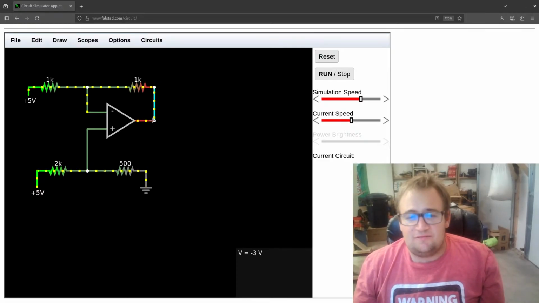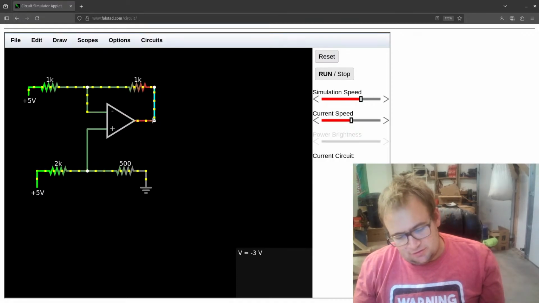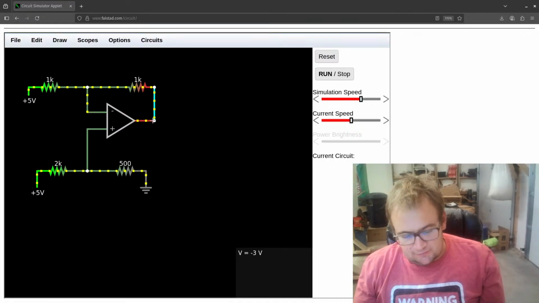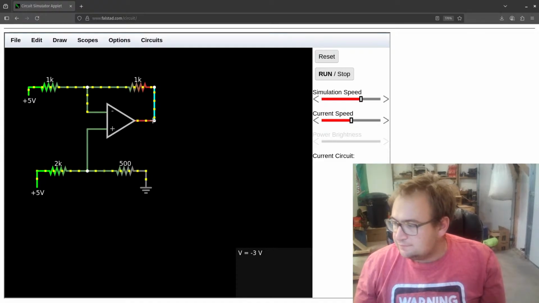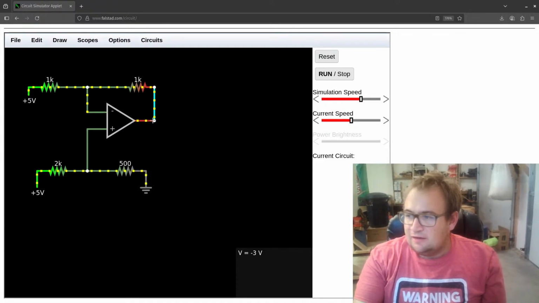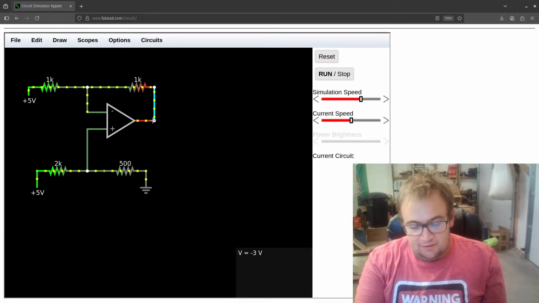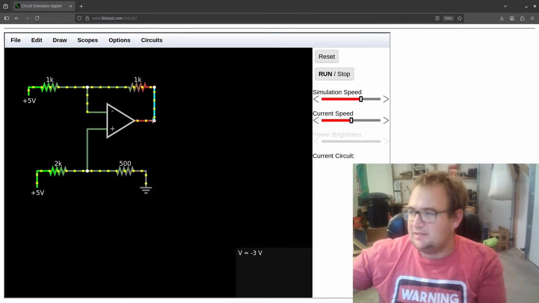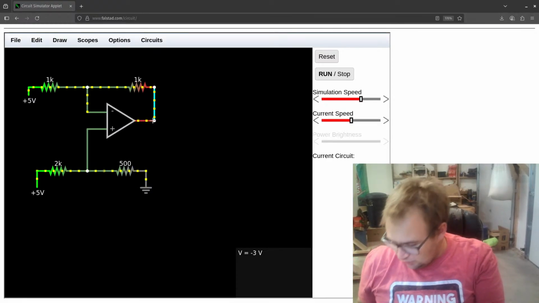This, by the way, is the Falstad simulator. If anybody's looking to use it, it's a very, very useful simulator, and it's free online for anybody to use. I love it. I use it all the time.